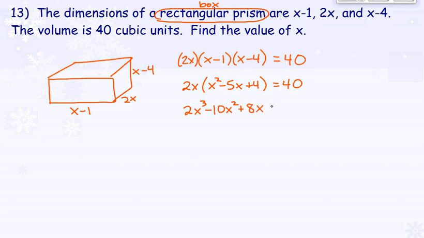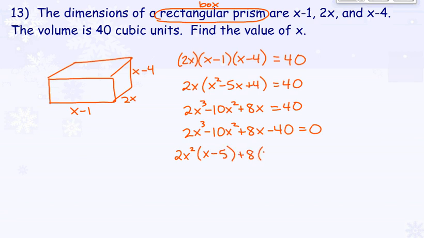And then subtract 40 from both sides because you want to get it in the form where you can factor it and then set each factor equal to 0 and solve it using the zero product property. Okay, let's use grouping from here and factor 2x squared out of the first two terms and factor 8 out of the last two terms. And notice that we do get the same factor each time. We get x minus 5 and x minus 5, so grouping is working.